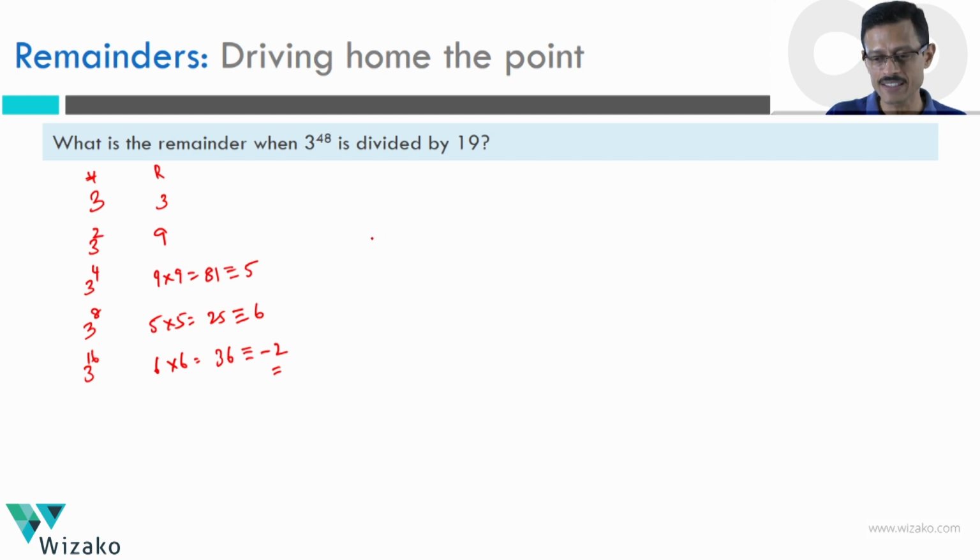3 power 48 is nothing but 3 power 16 whole cube. For each 3 power 16, we know the remainder is -2. So for 3 power 48, the remainder is equal to -8. If -8 is the remainder, the equivalent positive remainder is to add the divisor to it, which is going to be equal to 11. So this, I'll just go back to the previous slide.